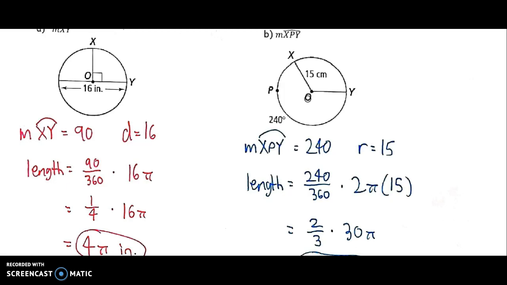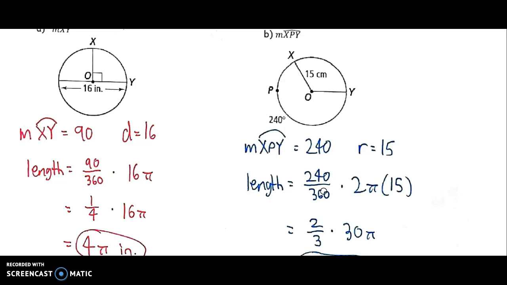Same kind of question on B. All I got to do is figure out if I'm measuring this arc, and this looks like a major arc, XPY. I just need to know what fraction of the circle this arc makes and multiply that by the circumference. So this time we start with 240 listed as the measure of that arc in terms of degrees. And we also start this time with a radius instead of a diameter. So I just listed those both to start. Again, same formula. I just look at that as a fraction.